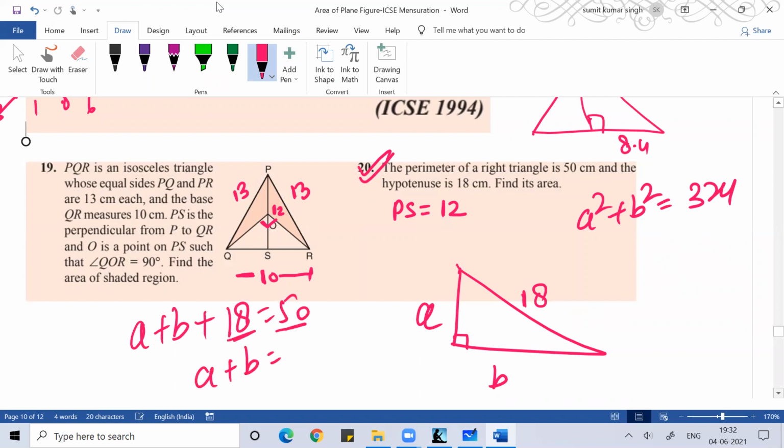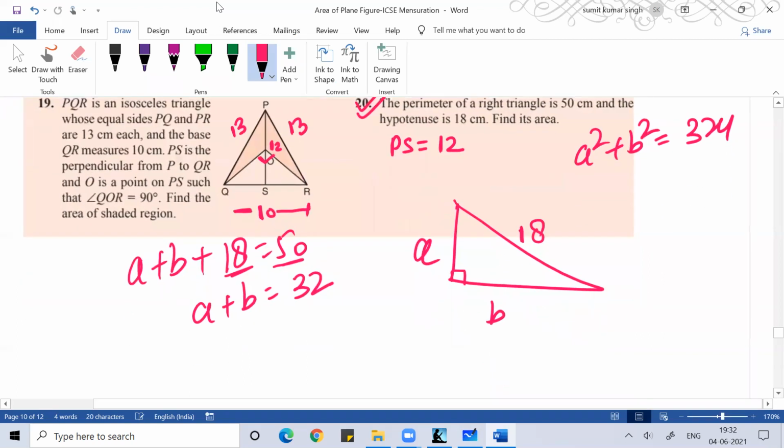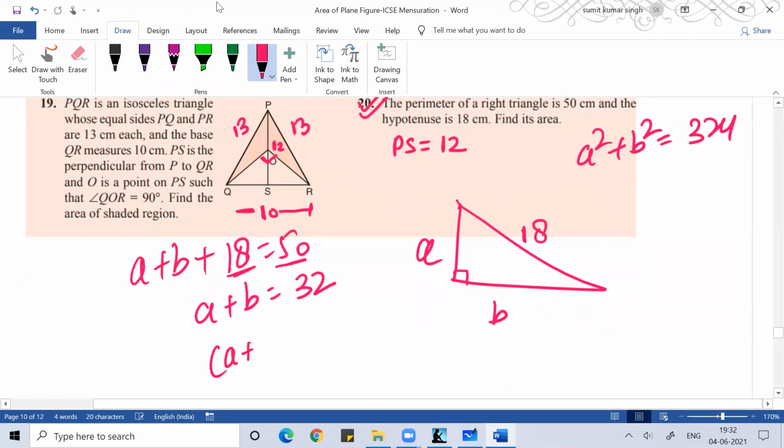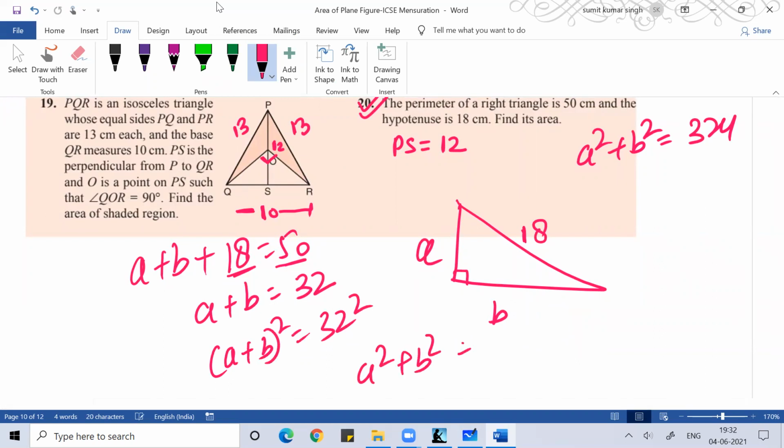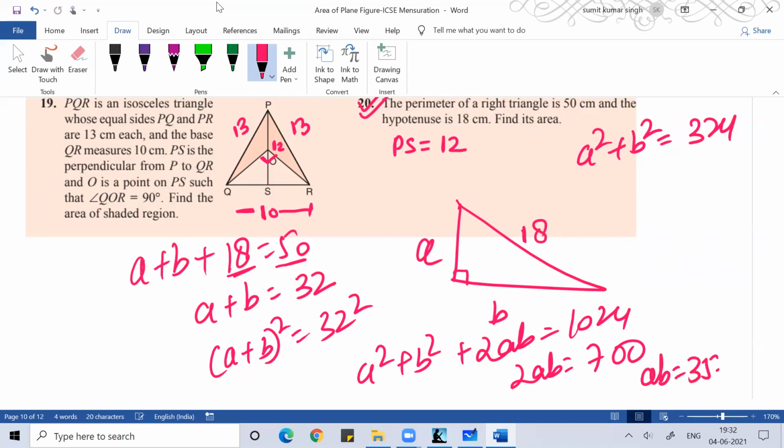When you square both sides, you get (A plus B) whole square is equal to (50 minus C) whole square. That gives A square plus B square plus 2AB is 1024. Subtracting 324 from 1024, 2AB will be 700. So AB is equal to 350.